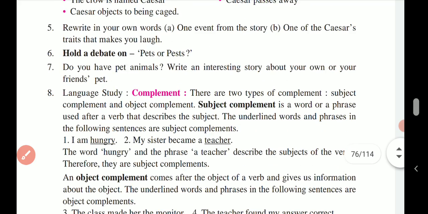So this is all about the activities given in the English workshop based on the lesson A Crow in the House. I hope you all will understand the given explanation, and accordingly you all will complete all these activities easily.